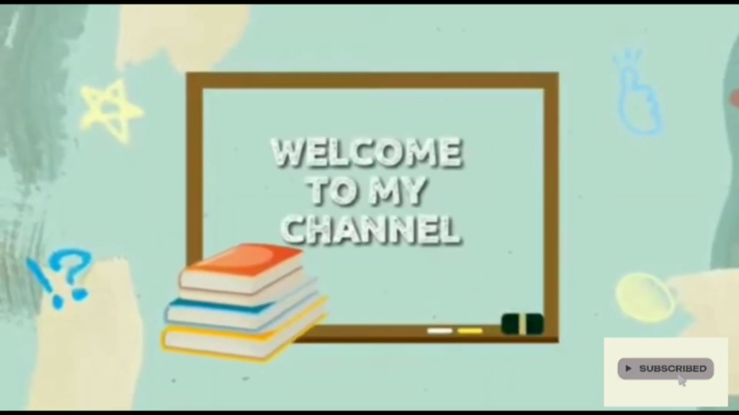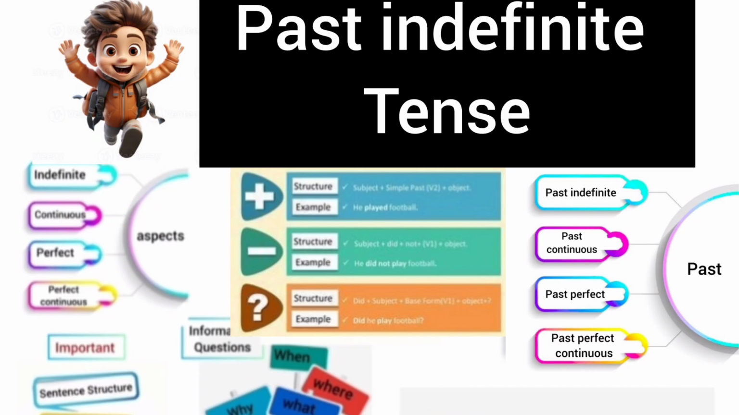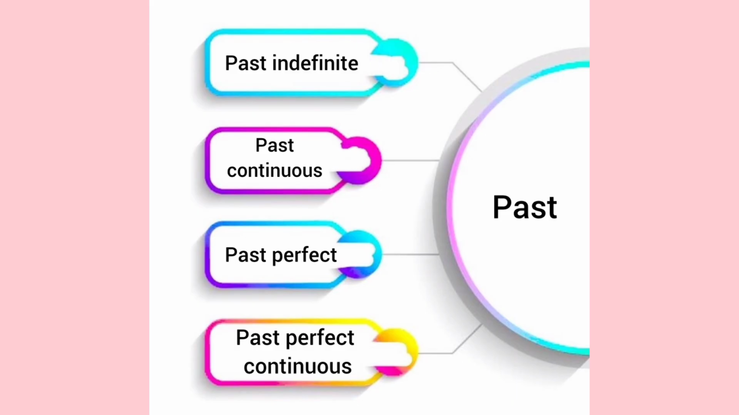After the previous videos of present tense, now it's time for past tense. You all know that there are four aspects of past tense. Number 1 is simple past or past indefinite. Number 2 is past continuous. Number 3 is past perfect, and number 4 is past perfect continuous tense.